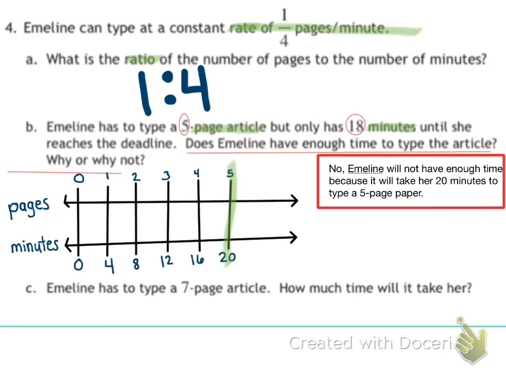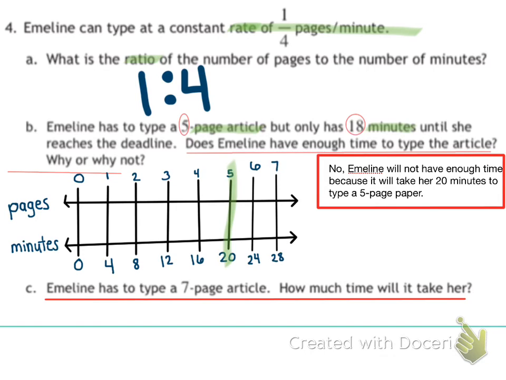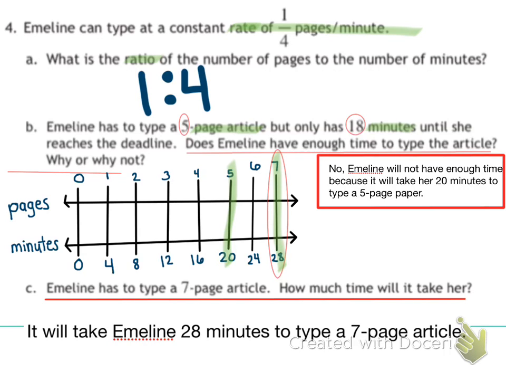Letter C. Emmeline has to type a 7-page article. How much time will that take her? So what I'm going to do here is I'm going to extend my double number line. And I can determine through my double number line that it would take her 28 minutes. It would take Emmeline 28 minutes to type a 7-page article.